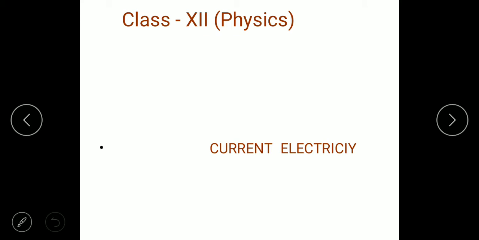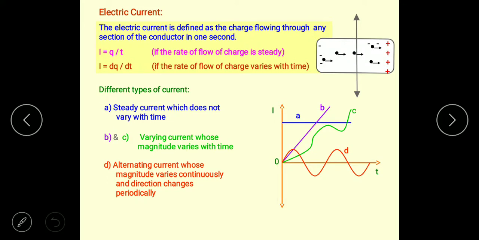This topic is of class 12 science, subject physics. The first topic in this is electric current. What is electric current? Electric current is the charge flowing through any section of the conductor in 1 second.